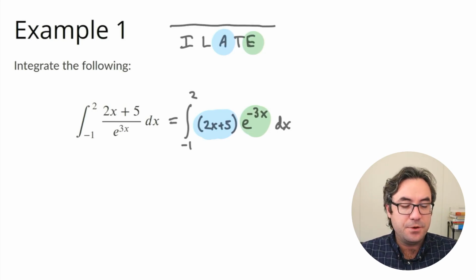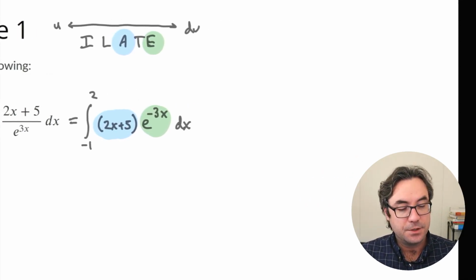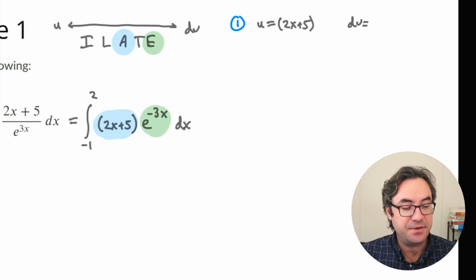So the way we use this acronym is whatever's further to the left, that's what we pick for u. And whatever's further to the right, that's what we pick for dv. So that's our first step. Let's pick out u and dv. So u in this case is going to be our 2x plus 5, and then dv is going to be the exponential times dx.